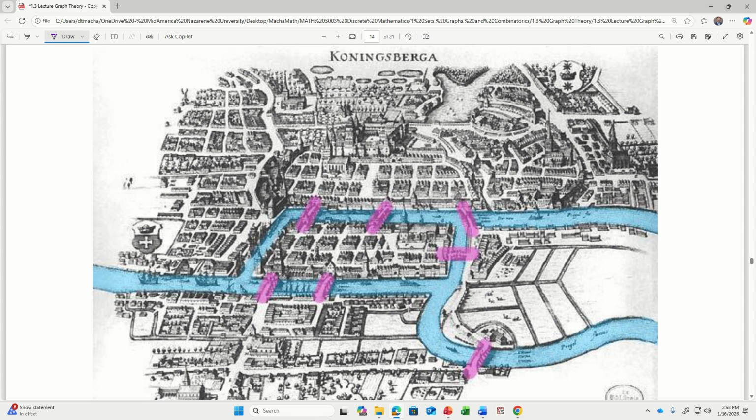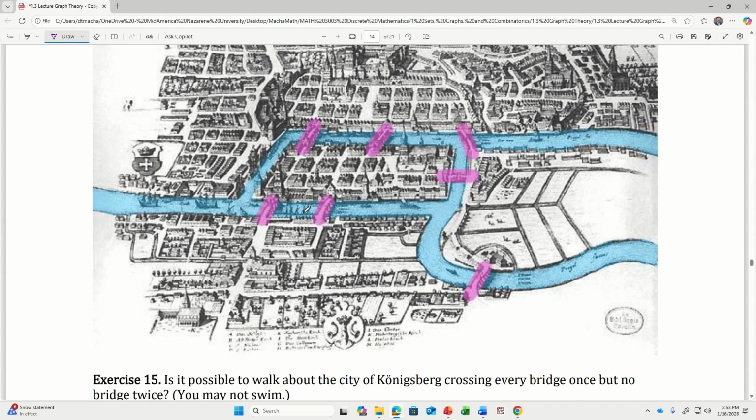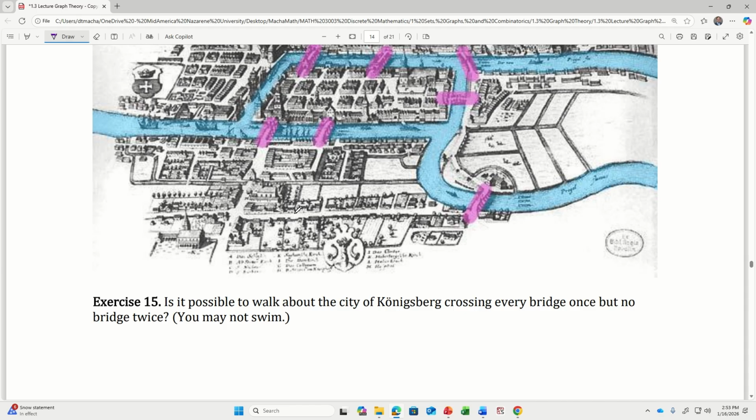Who thinks it's possible? Raise your hand if you think it's possible to do it. I think we've all given up. Nobody? Okay, raise your hand if you think it's impossible. Can never be done. Yep, it's not possible. You may not swim.